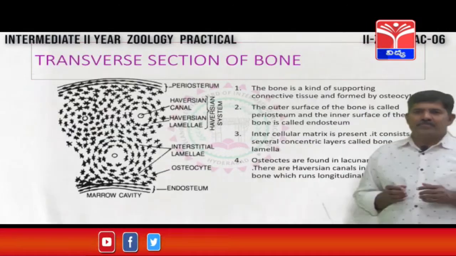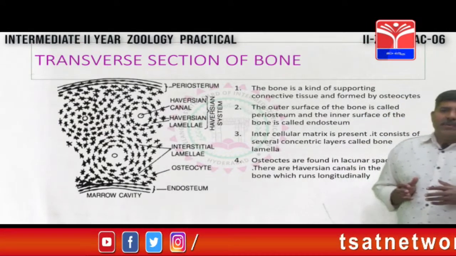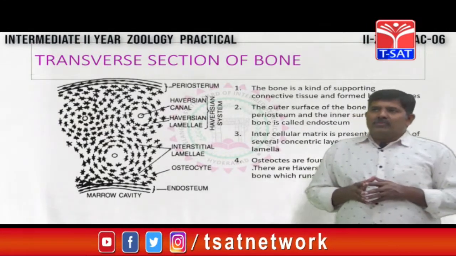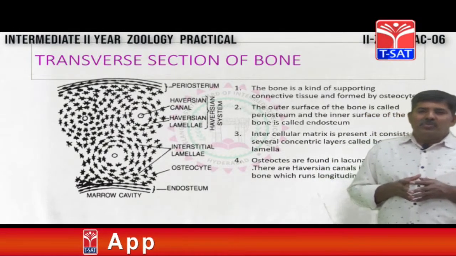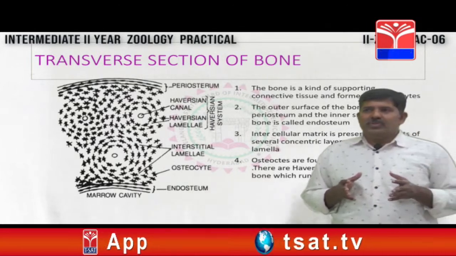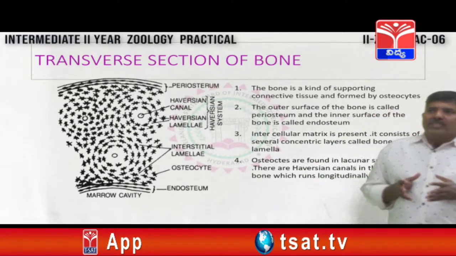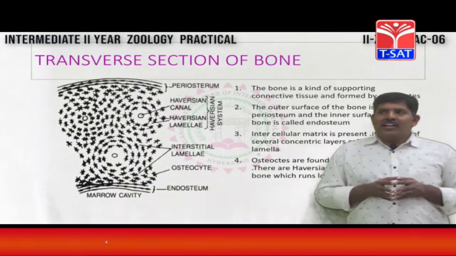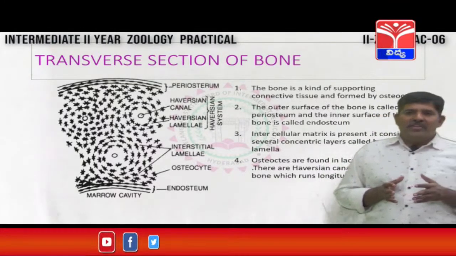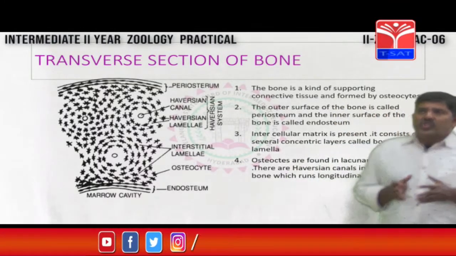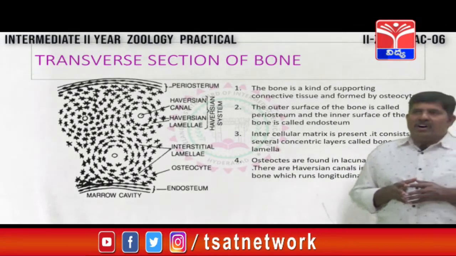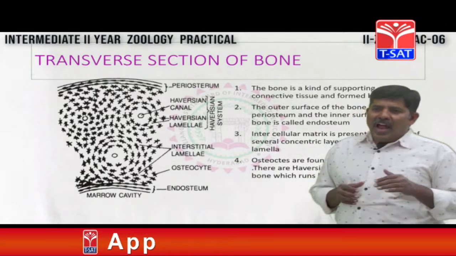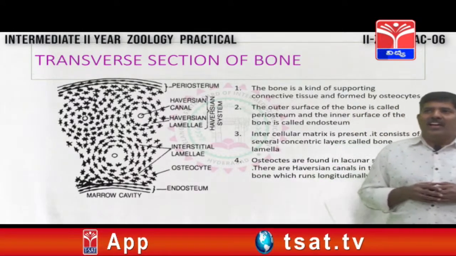Perichondrium. Now, TS of bone. So bone is a rigid connective tissue. It is a supporting connective tissue and is formed by osteocytes. The outer surface of the bone is called the periosteum and the inner surface of the bone is called the endosteum.